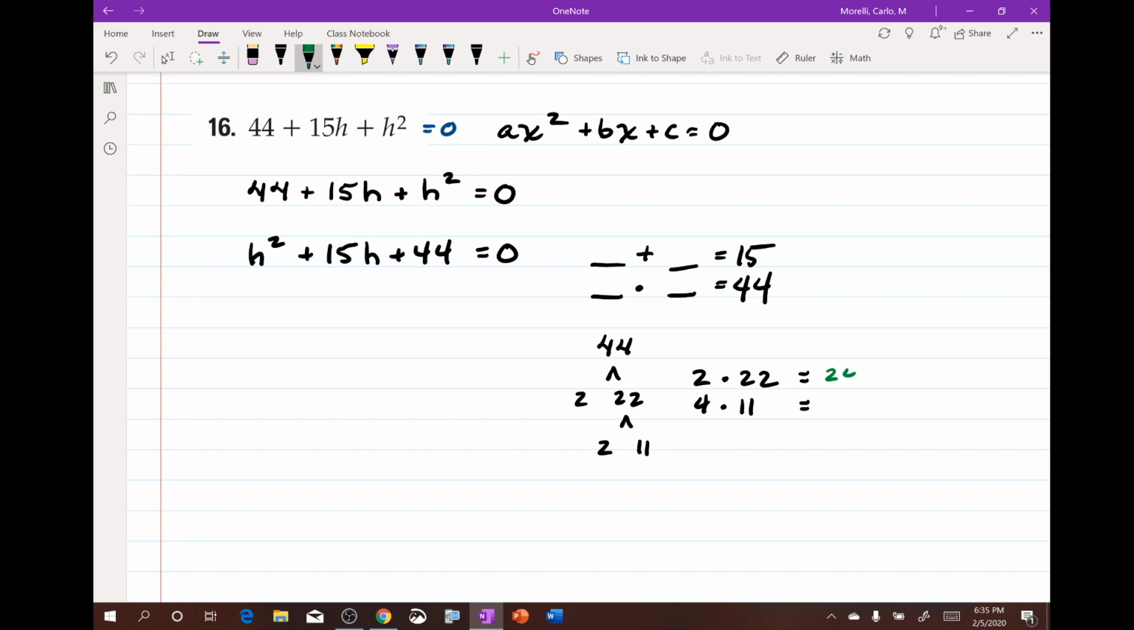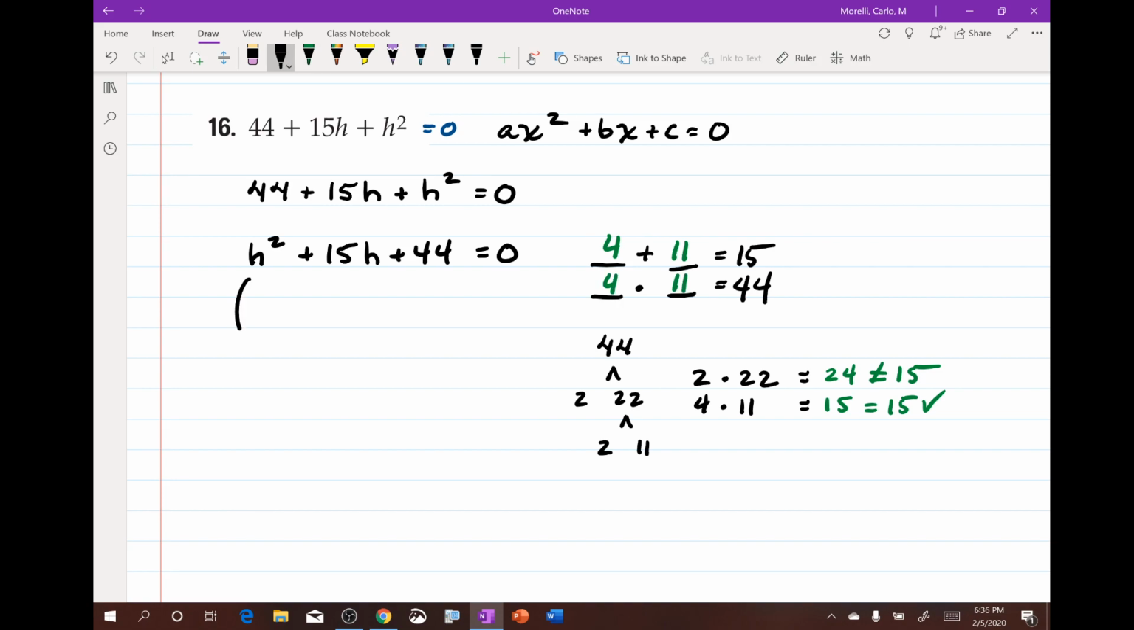24. Is 24 equal to 15? So 24 is not equal to 15. Let's try the next factor pair. What's 4 plus 11? So 15 equals 15. That means that 4 and 11 are our factors. So we'll go fill out our little table with 4 and 11 and 4 and 11.